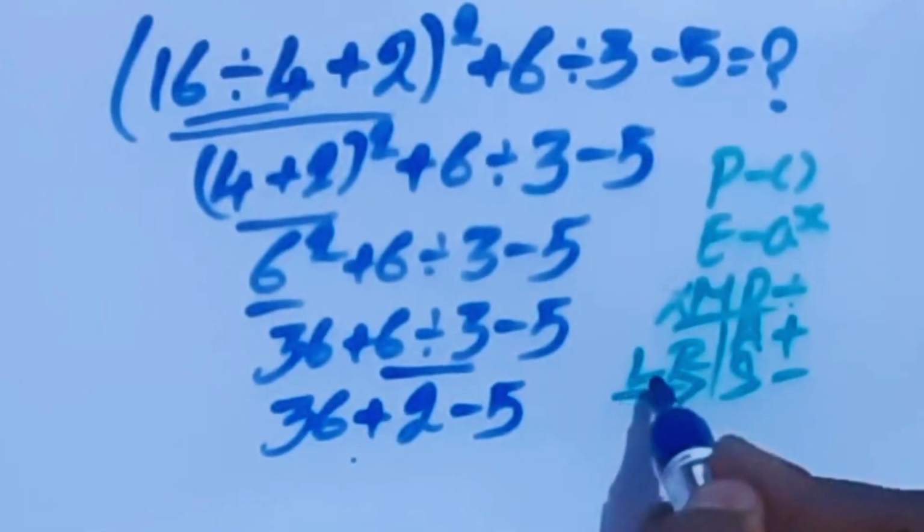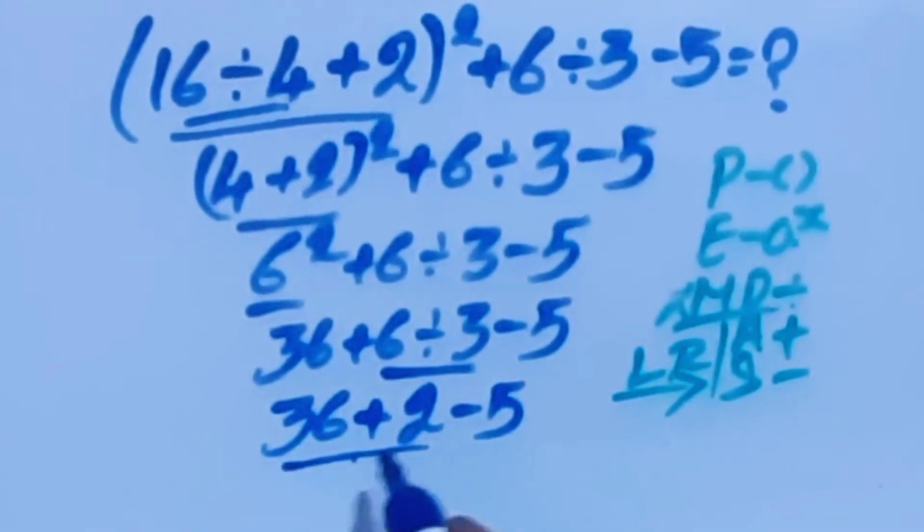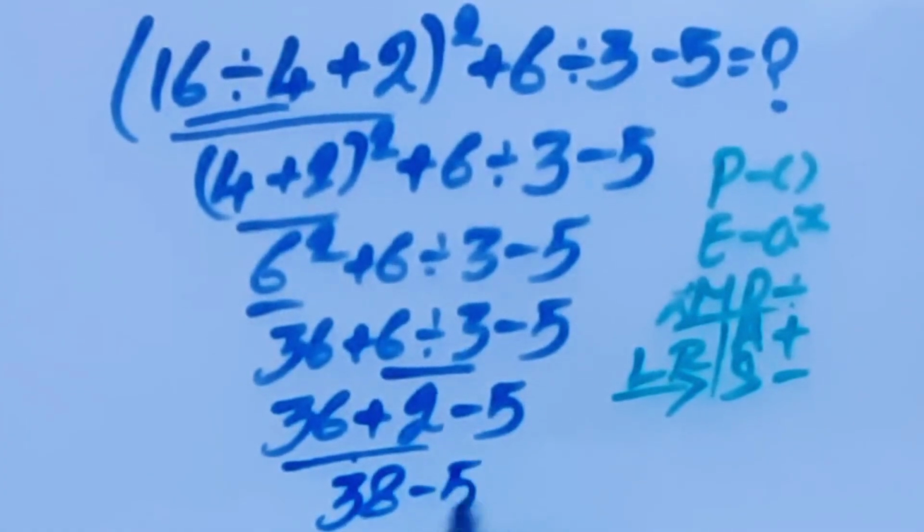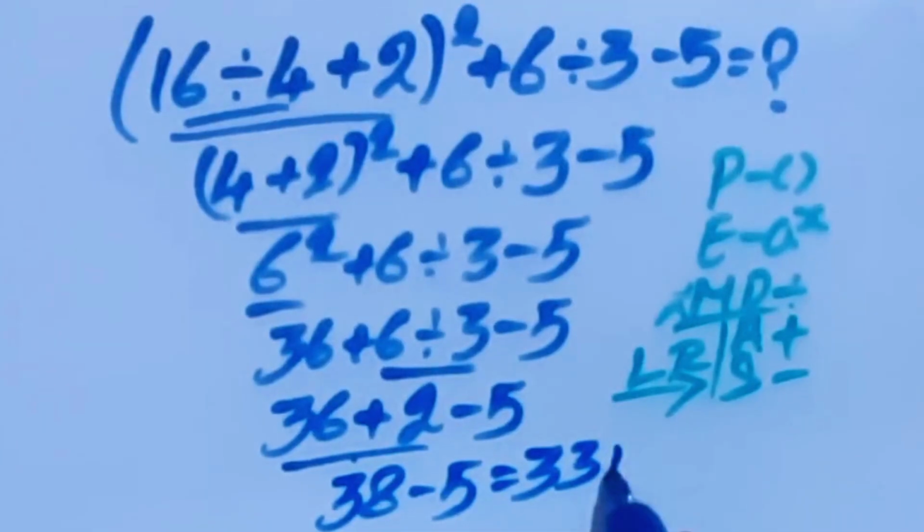For this equal priority, we have introduced this left to right. Here left to right is this 36 plus 2. 36 plus 2 is 38 minus 5. Here 38 minus 5 is 33, which is the correct answer.